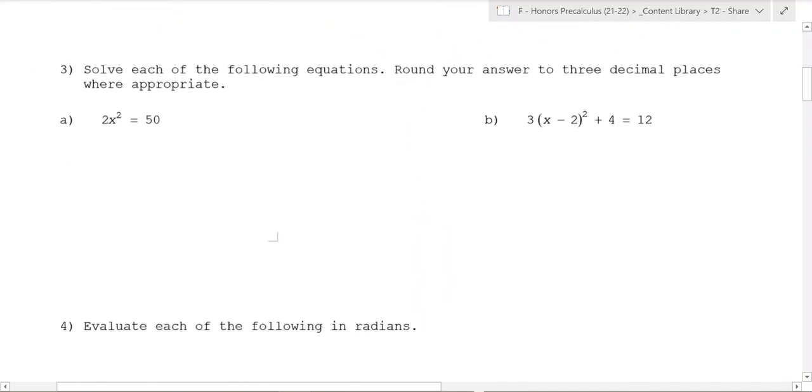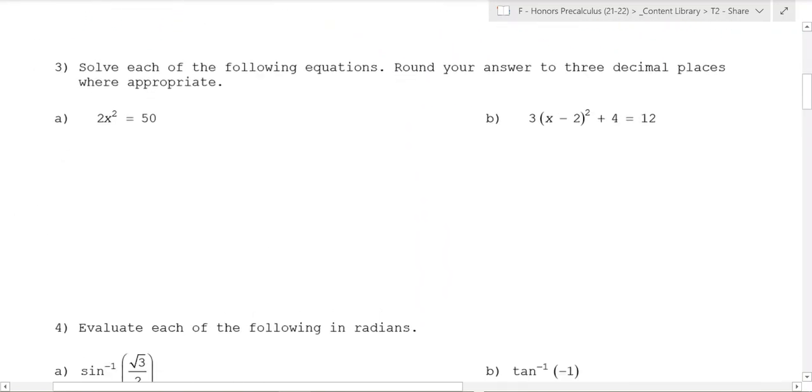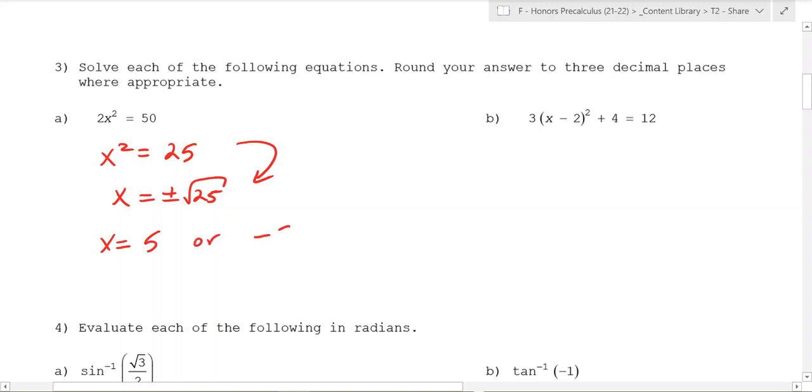Next, let's solve each of the following equations and round to 3 decimal places where appropriate. First we isolate x squared by dividing by 2. And now we take the square root of both sides. When we do that, you have to take the positive and negative square root. The answer is therefore going to be 5 or negative 5, because negative 5 times negative 5 is 25, and so is 5 times 5.